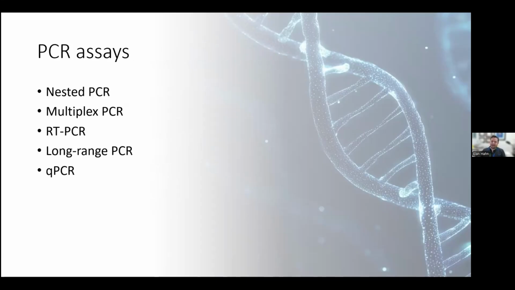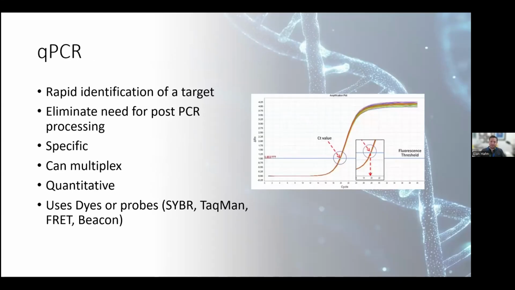There are multiple different PCR assays, and we're going to talk about qPCR or real-time PCR, but there are other assays as well: nested, multiplexed, reverse transcription, or long-range PCR, and then qPCR. So qPCR or quantitative PCR allows for rapid identification of a target. It eliminates the need for post-PCR processing because we're getting a real-time value. It's specific for the area of interest. You can multiplex it and look for different targets.